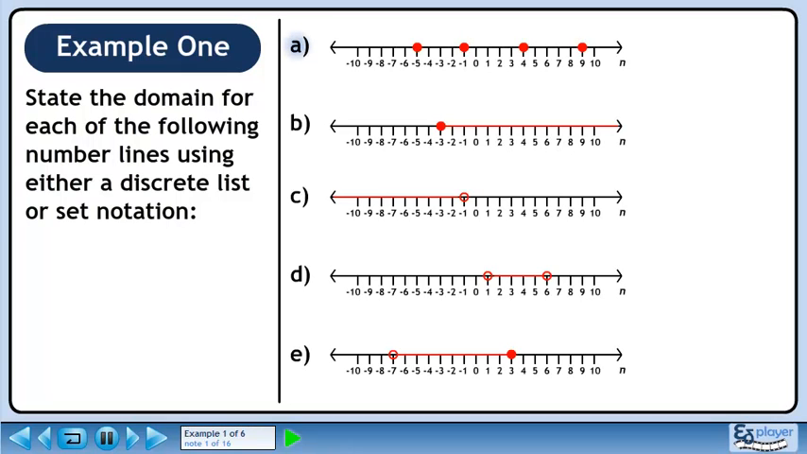In this example, we are given several number lines and we are asked to state the domain of each line using either a discrete list or set notation. The first line has 4 unconnected points. We can express the domain as the discrete list -5, -1, 4, 9. We don't have to worry about range when dealing with number lines since they are one-dimensional.